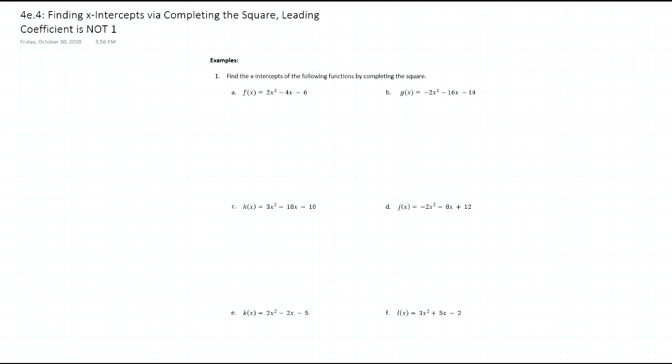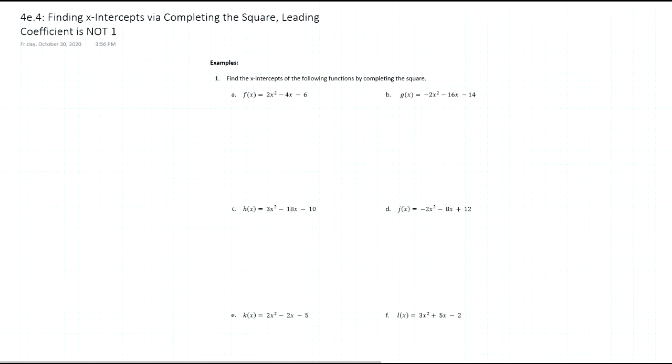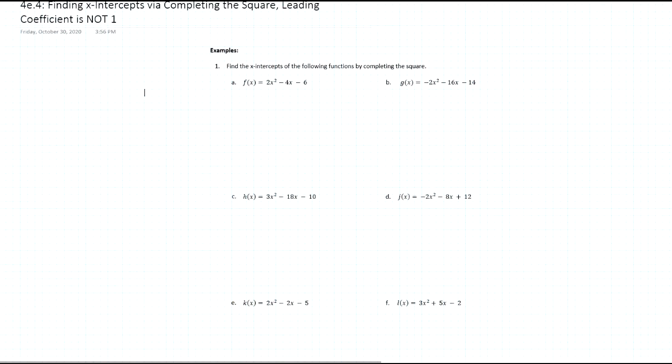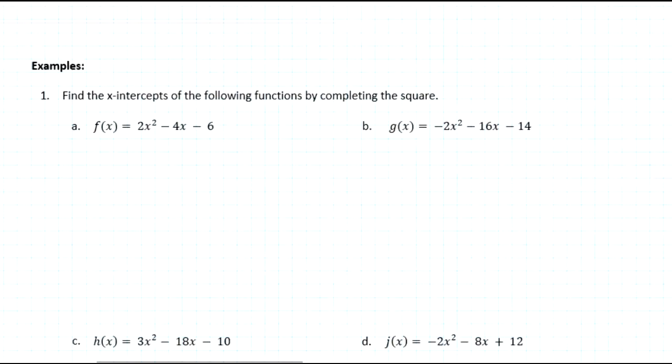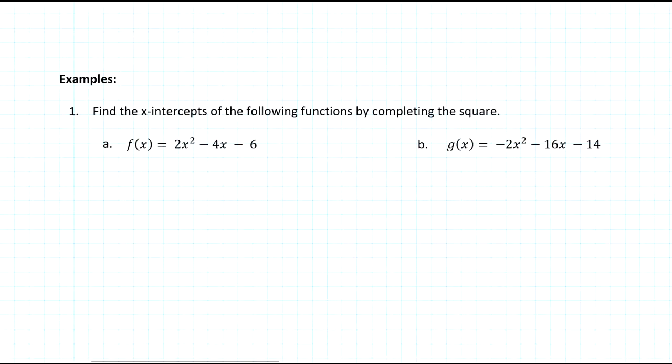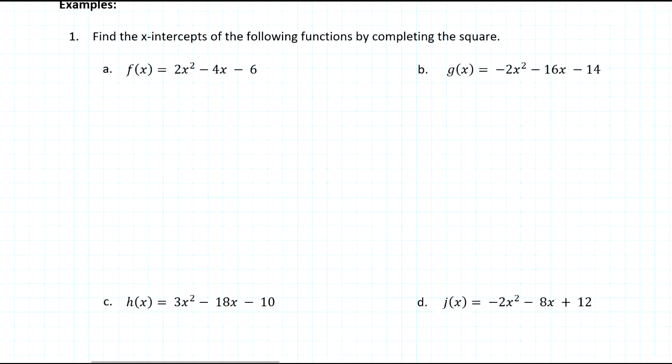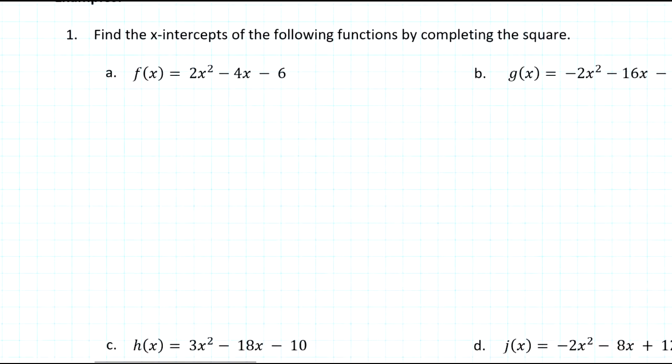This is Noah, and in this video we're going to be looking at finding x-intercepts via completing the square when the leading coefficient is not 1. So the instructions are pretty much just the title of this video: find the x-intercepts of the following functions by completing the square. What we'll notice with all the functions that were given here, the leading coefficient in front of the x squared is not a 1. So let's take a look at how we can address this.